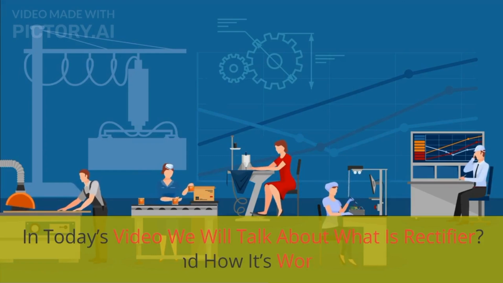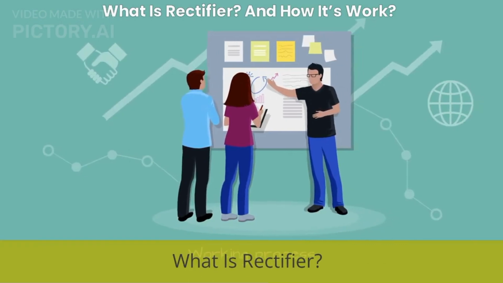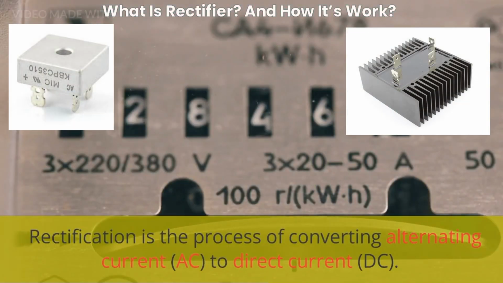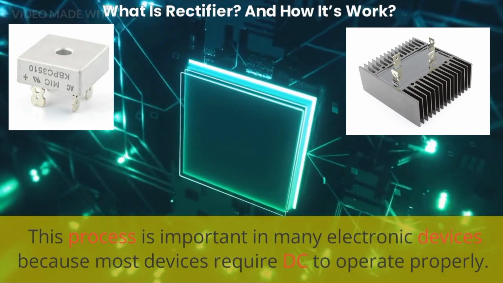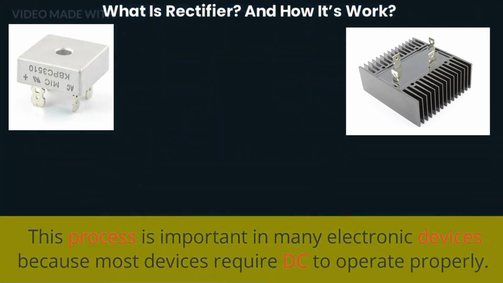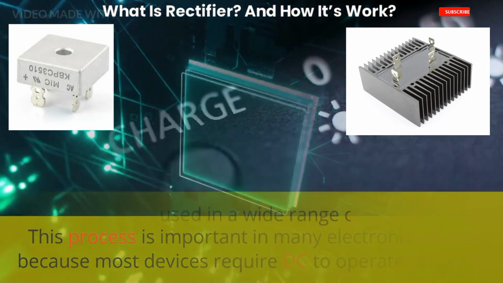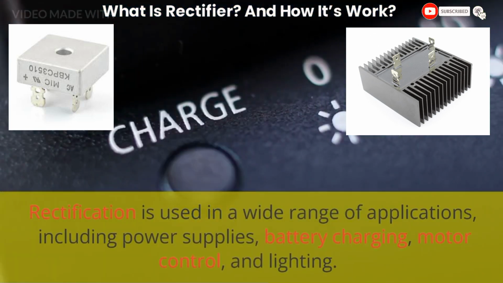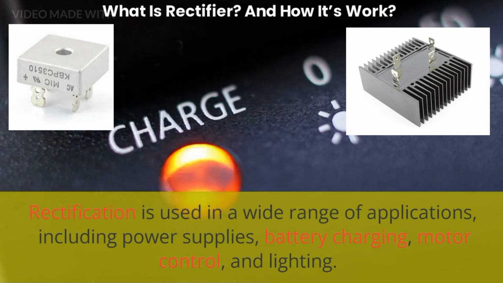In today's video we will talk about what a rectifier is and how it works. What is a rectifier? Rectification is the process of converting alternating current, AC, to direct current, DC. This process is important in many electronic devices because most devices require DC to operate properly. Rectification is used in a wide range of applications, including power supplies, battery charging, motor control, and lighting.